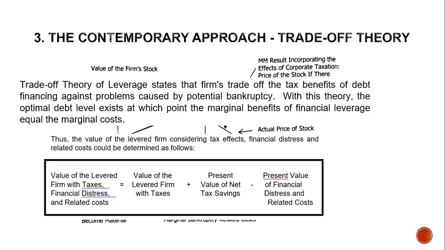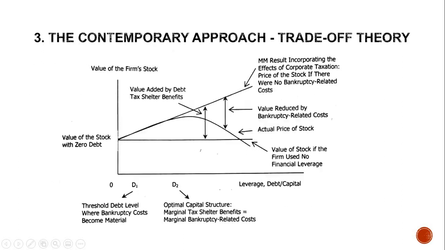So the marginal benefit of the financial leverage at this point in D2 is now equal to the marginal cost of what? The marginal cost of possible bankruptcy. Okay? Ayan. So the value of the levered firm, considering tax effects, financial distress, and related costs, could be determined as follows. So ito na yung value of the levered firm under the contemporary approach, trade-off theory.